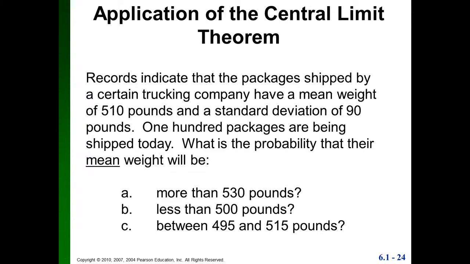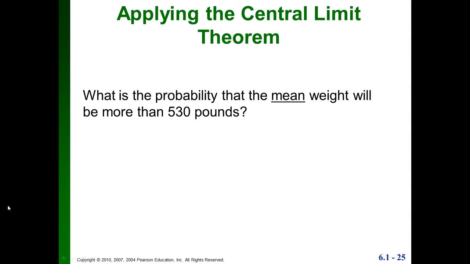Records indicate that a package shipped by a certain trucking company has a mean weight of 510 pounds and a standard deviation of 90 pounds. 100 packages are being shipped today. What is the probability that their mean weight will be more than 530 pounds, less than 500 pounds, between 495 and 515 pounds? Okay, let's look at the first one. What is the probability that the mean weight will be more than 530 pounds?